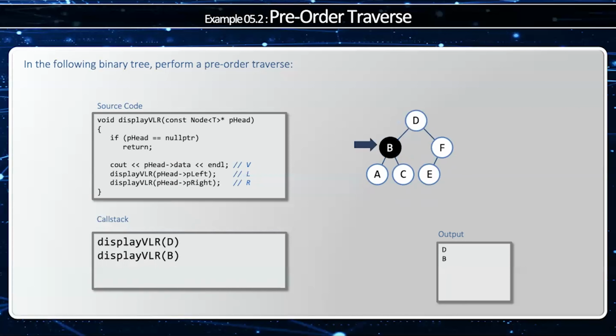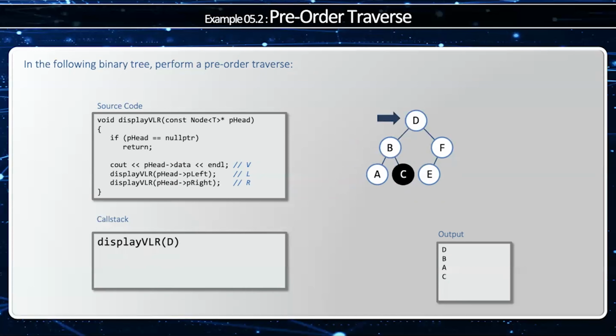Now C will display itself, then try to go left, nothing there. Try to go right, nothing there. Then it'll be finished. So go back to B. Now B has visited itself, it's gone left and right, so it's finished. So go back to D. D has visited itself, has gone left, so now we'll go right to F.